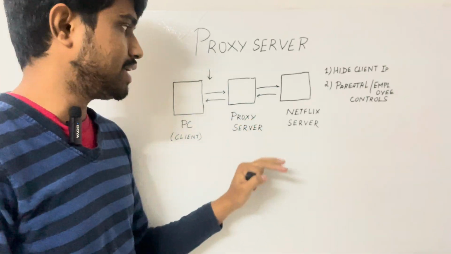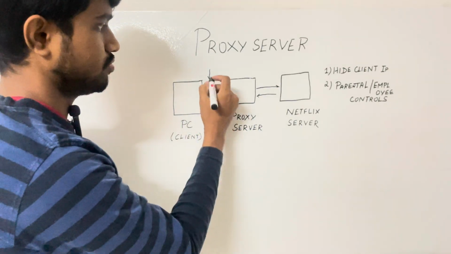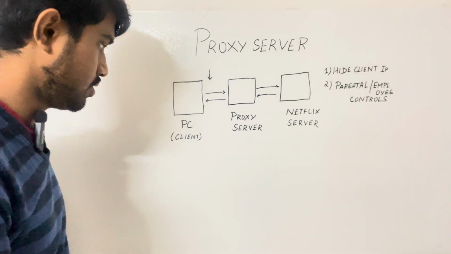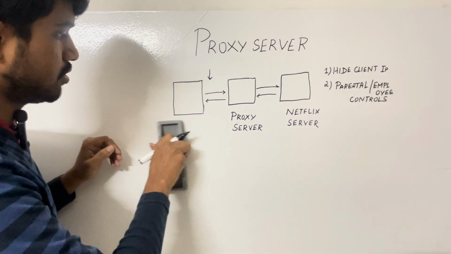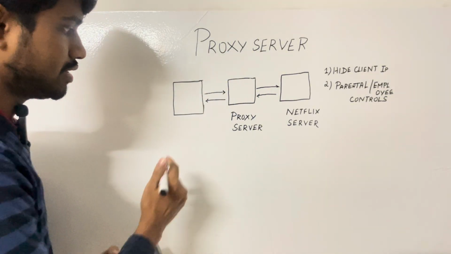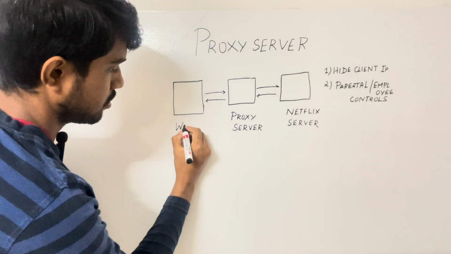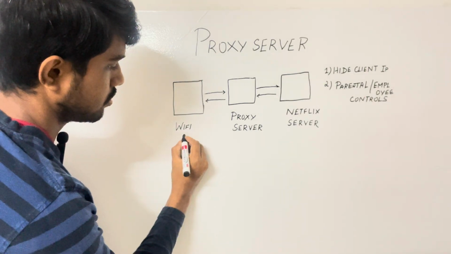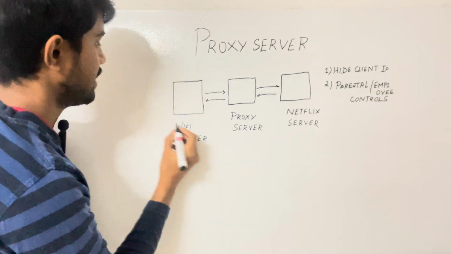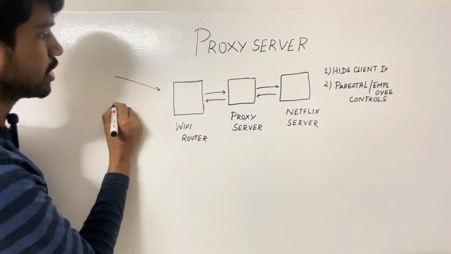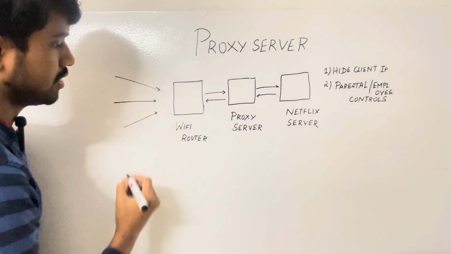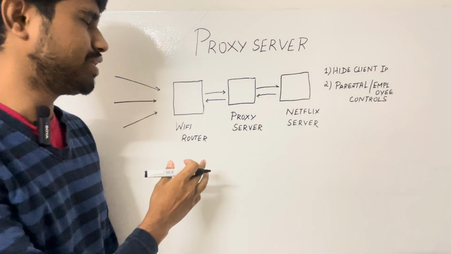So how we do that is, say, instead of the PC, we can assume this is our Wi-Fi router, and you have a lot of devices: your kid's laptop, your mobile phone, your dad's personal computer, and everything.